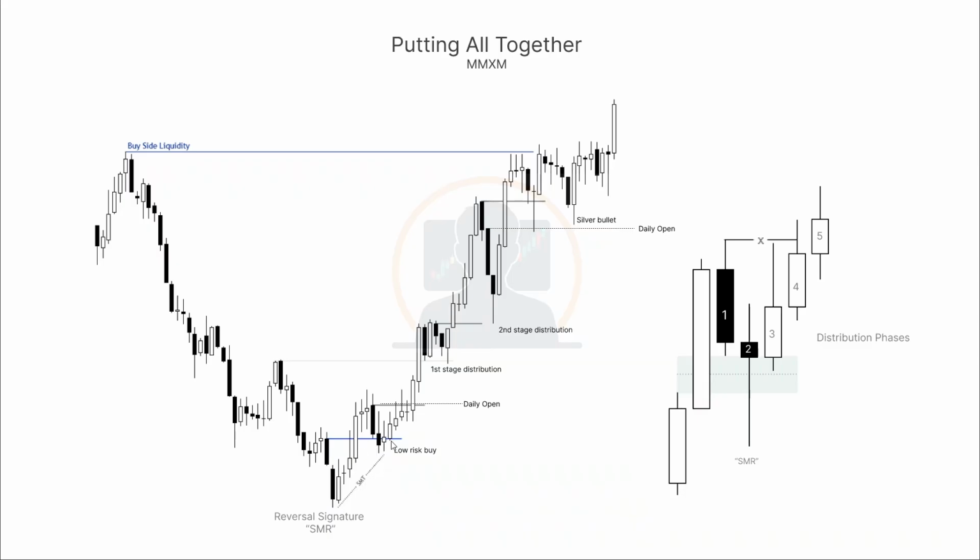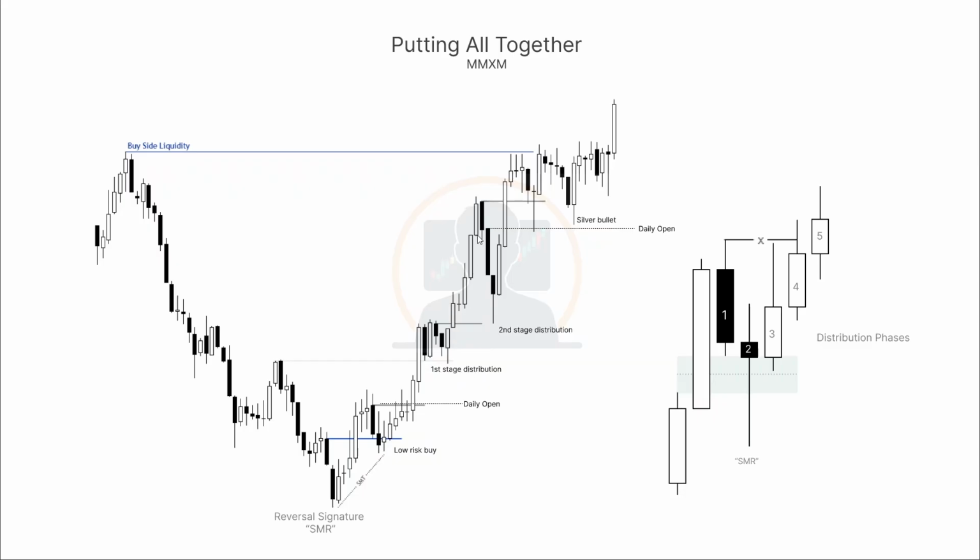We have a change in state of delivery, a candle closing above the series of down close candles that formed the manipulation leg. We have the retracement, which is a continuation signature. Once we close above the series of down close candles that formed the retracement leg, we then have another phase of expansion, displacement creating the fair value gap, followed by a small consolidation. We manipulate the consolidation low, starting the first stage distribution.